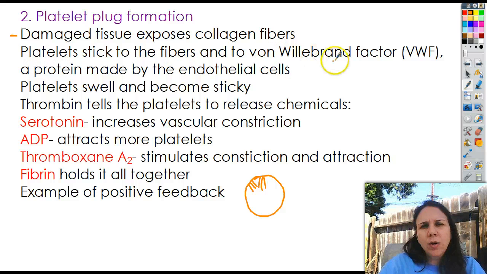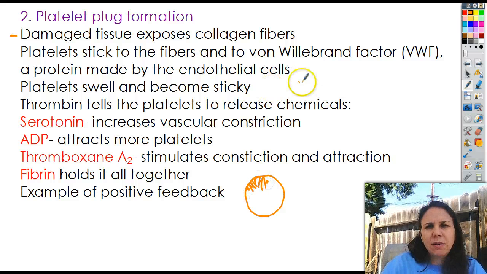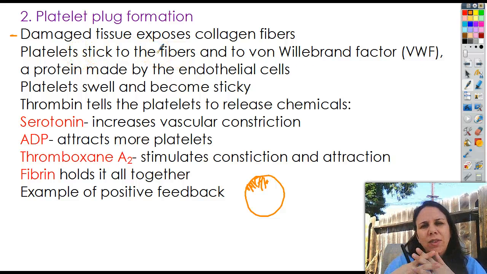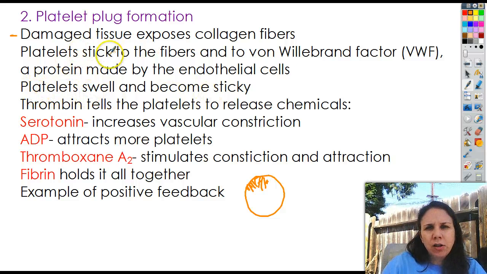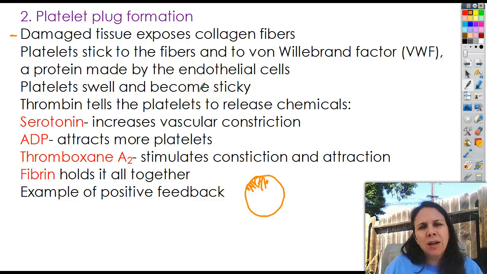And there's this thing called a von Willebrand factor. It's a protein made by the endothelial cells. So not only do you have collagen fibers, but you have this VWF that is also sticking out, and it makes platelets kind of become extra sticky and try to weave themselves in with the fibers. Once the platelets stick to the collagen and the factor, they start to swell up. They absorb water from the surrounding plasma, and they get big, and they become gooey and sticky. And if another platelet goes by, it traps it, and it sticks and sticks and sticks, and then you get a big old plug.